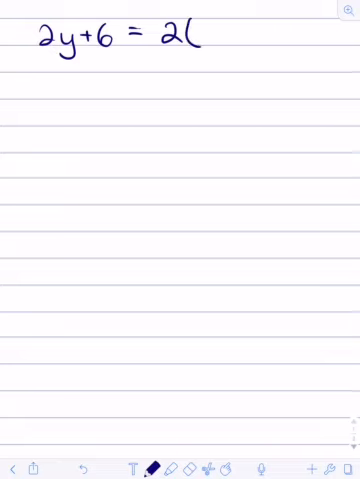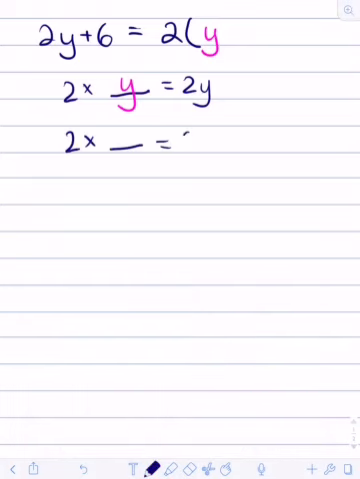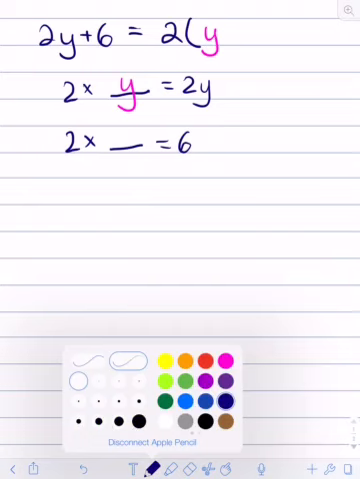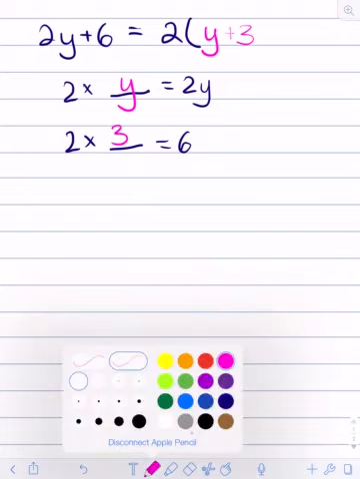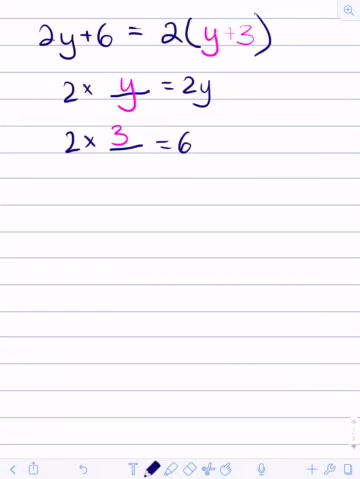Now I look at 2 times what gives me 2y. 2 times what equals 2y? And I know it's 2 times y, so I'll put a y there. And then the next step is 2 times what gives me 6. And we know it's 2 times 3. And that is the first factorization done. So 2y plus 6 is the same as 2 times (y plus 3).